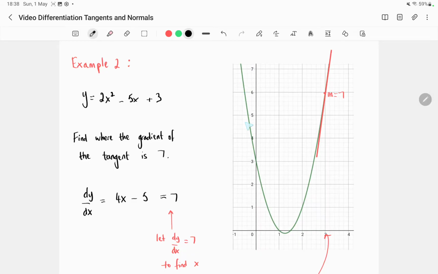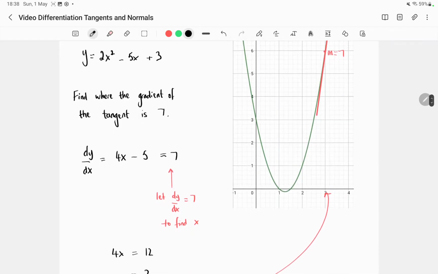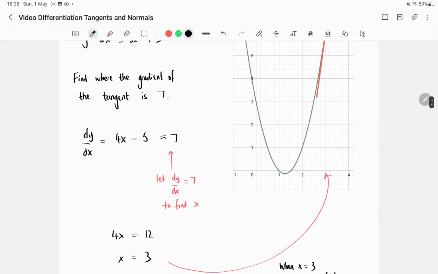Second example, here's our curve again. And that curve is y is equal to 2x squared minus 5x plus 3. This question is asking us to find where the gradient of the tangent is 7. So we're going to differentiate and let it equal to 7 so that we can come up with the x value that gives us that gradient. So we differentiate, we get 4x minus 5 is equal to 7. Solving that little equation gives us an x value of 3.